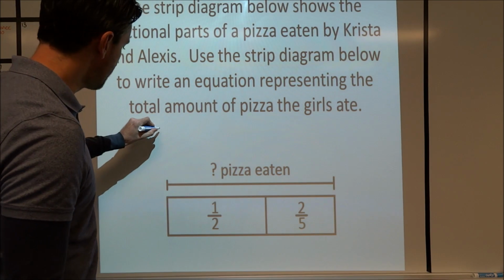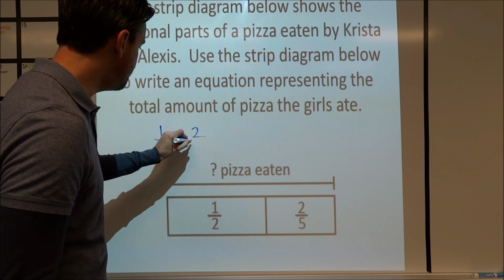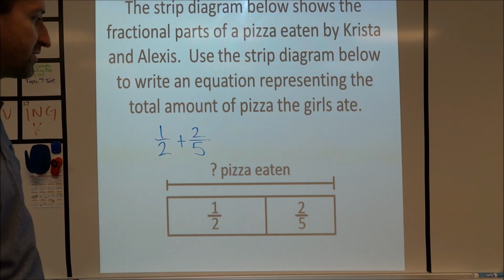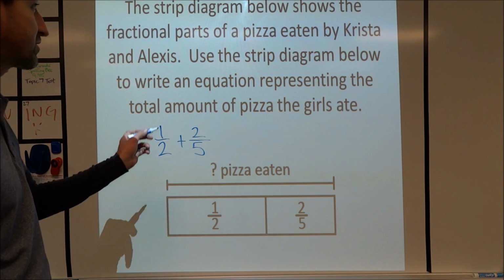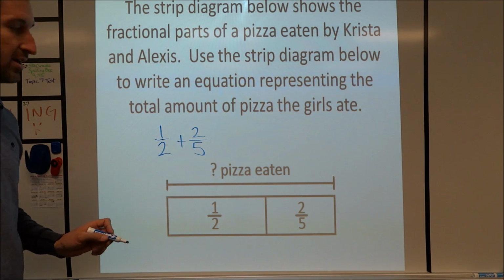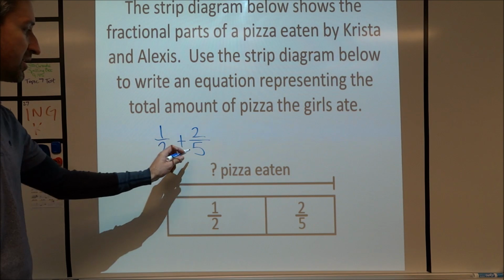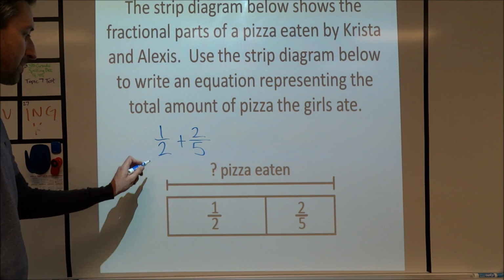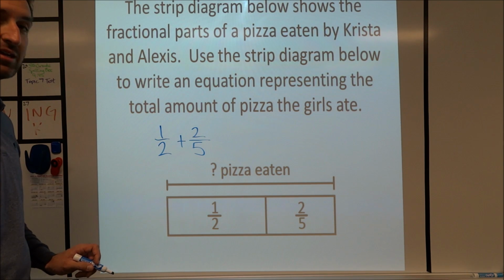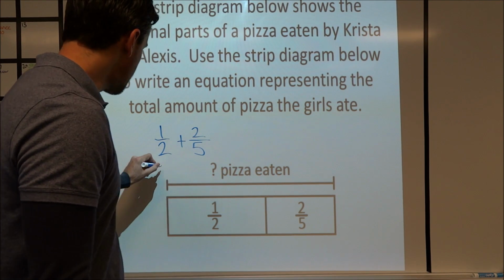So an equation for that would be 1/2 plus 2/5. When we add 1/2 plus 2/5, that will tell us how much Alexis and Krista ate. I can't add these right now because they don't have a common denominator. I need to find equivalent fractions that have a common denominator so that I can add. I'm looking at 2 and 5. I know that 10 is a multiple of 2 and a multiple of 5. So I'm going to change these to tenths.